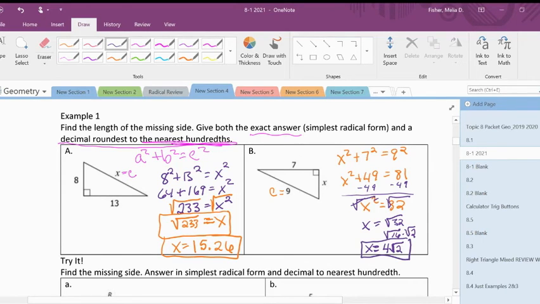Plugging the square root of 32 into the calculator, we get x equals 5.656. So we're going to round to 5.66.